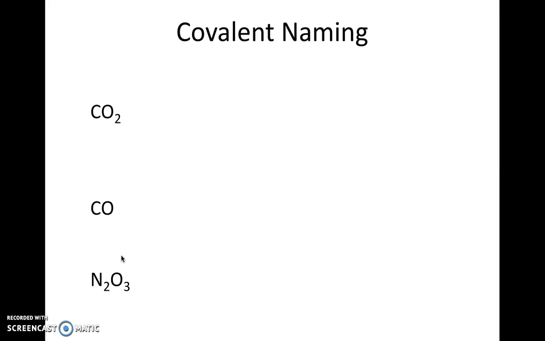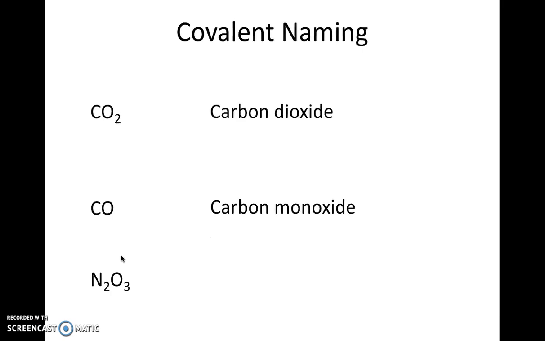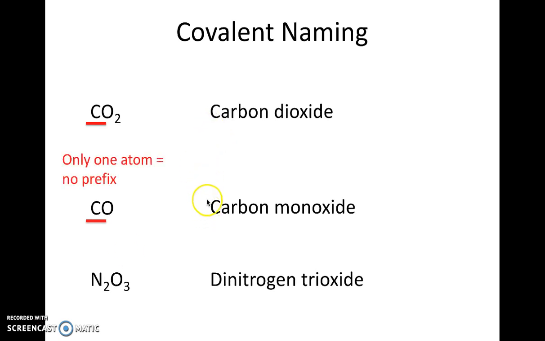Now, the names for these, I'm going to give them to you and then we're going to talk about them. CO2 is carbon dioxide, CO is carbon monoxide, and N2O3 is dinitrogen trioxide. So, looking at these names, we're looking at the first element. So, let's start with the C's. Notice that there is no subscript on them. It's just C. That means that there's only one carbon in each of these. So we do not put a prefix on this one. Okay. If there's only one atom, then there's no prefix. However, with the nitrogen here in the N2O3, it gets a prefix, the dinitrogen, because there are two of them.